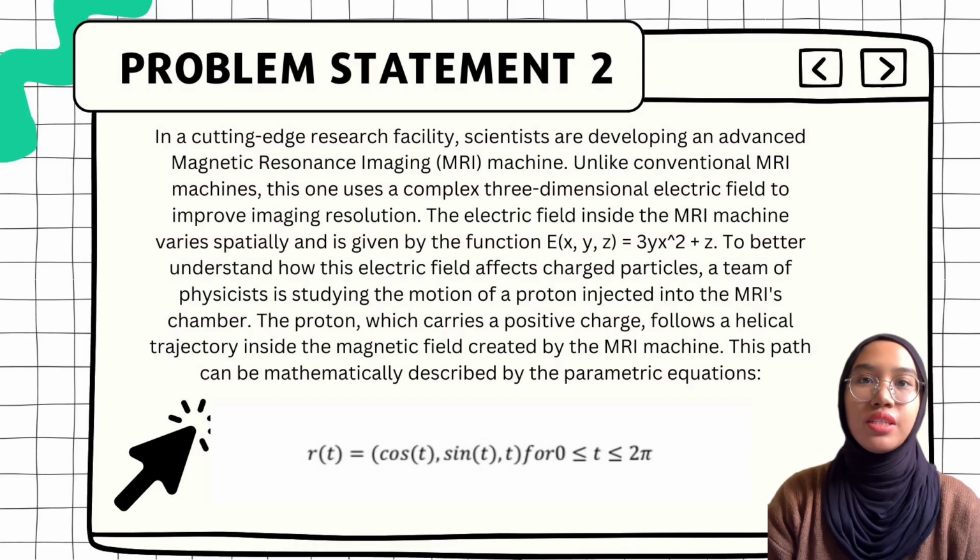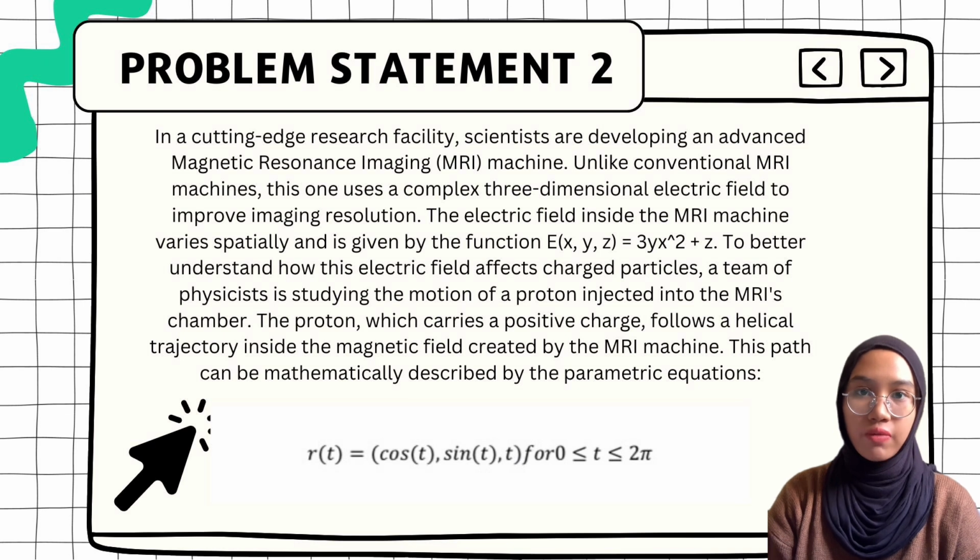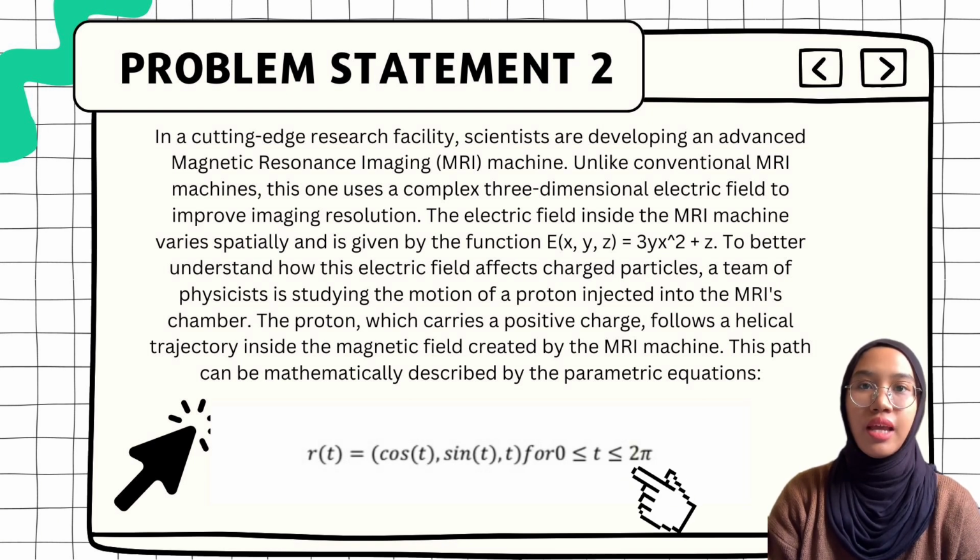For situation 2, the scene takes place at a cutting-edge research facility where scientists are developing an advanced MRI machine with a complex 3-dimensional electric field given by the equation E(x,y,z) = 3yx² + z. They are studying a proton's motion following the helical path r(t) = (cos t, sin t, t), where the limits are from 0 to 2π.